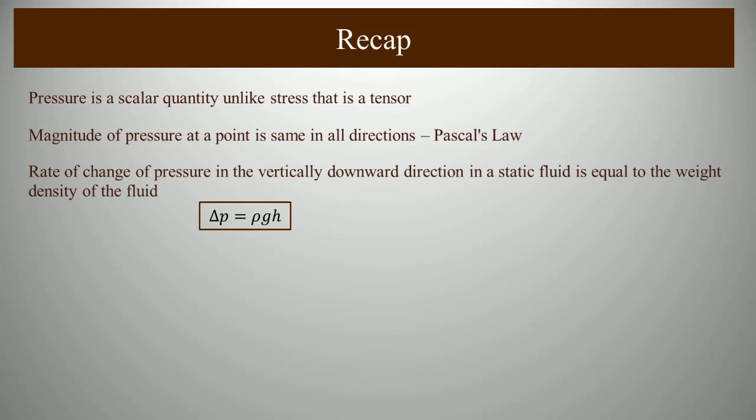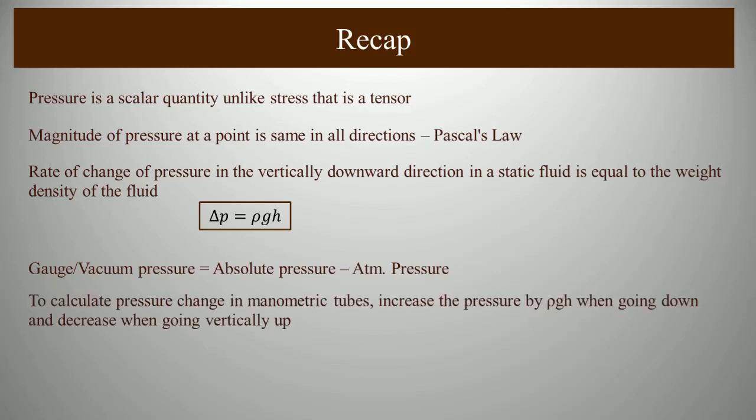Pressure difference is equal to rho g, that is the weight density, into h. h is in the vertically downward direction. That is very important. Next, gauge or vacuum pressure is equal to absolute pressure minus atmospheric pressure. Now if absolute pressure is greater than atmospheric pressure, it is called gauge pressure. If absolute pressure is less than atmospheric pressure, it is called the vacuum pressure. The difference will come as vacuum pressure.